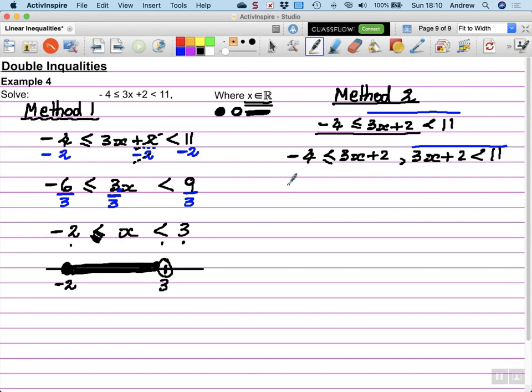Bring the 3x over, so it changes sign, minus 3x. Bring the 4 over, becomes a plus 4, and 2 is not moving, so it stays a plus 2. So minus 3x is less than or equal to 6. And now we have to change the signs. If we change one sign, we change them all. So the minus changes to a plus, the less than or equal to sign changes to greater than or equal to sign, and the plus 6 changes to minus 6.